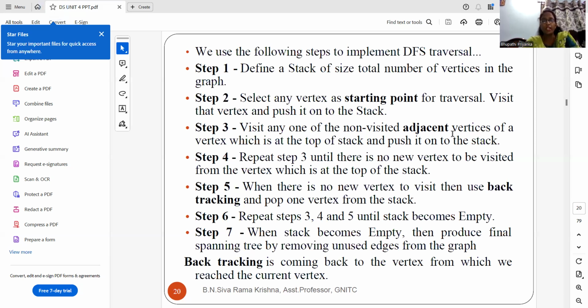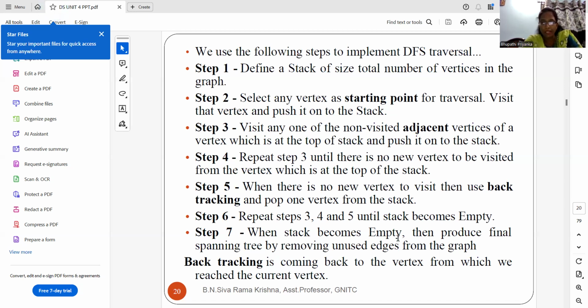Next, step 4. You need to repeat the steps, and if there is no new vertex to be visited from the vertex which is at the top of the stack, then you need to do the backtracking and pop that vertex from the stack. Next, what is step 6? You need to repeat 3, 4, and 5 until the stack becomes empty. If there is a vertex which is not visited, you need to push it into the stack. If all the vertices are visited, you need to do the backtracking and pop out from the stack.